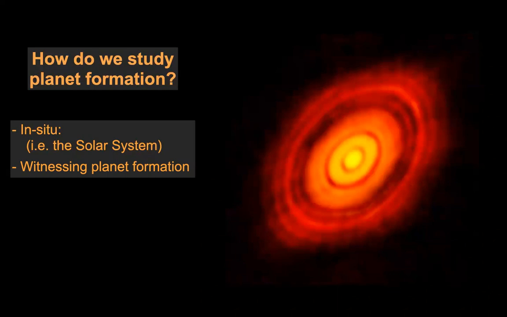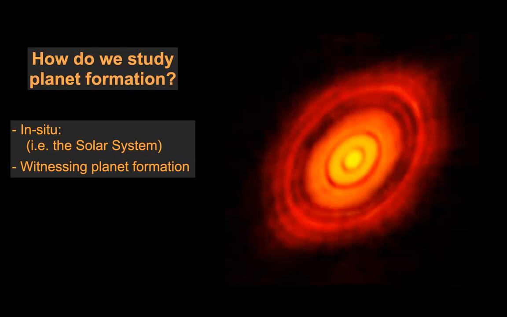But it turns out that there are many examples, possibly hundreds of examples of these protoplanetary disks with these concentric ring structures that are showing us what planet formation actually looks like in real time. Okay? So we have the solar system. We have sites of active planet formation.